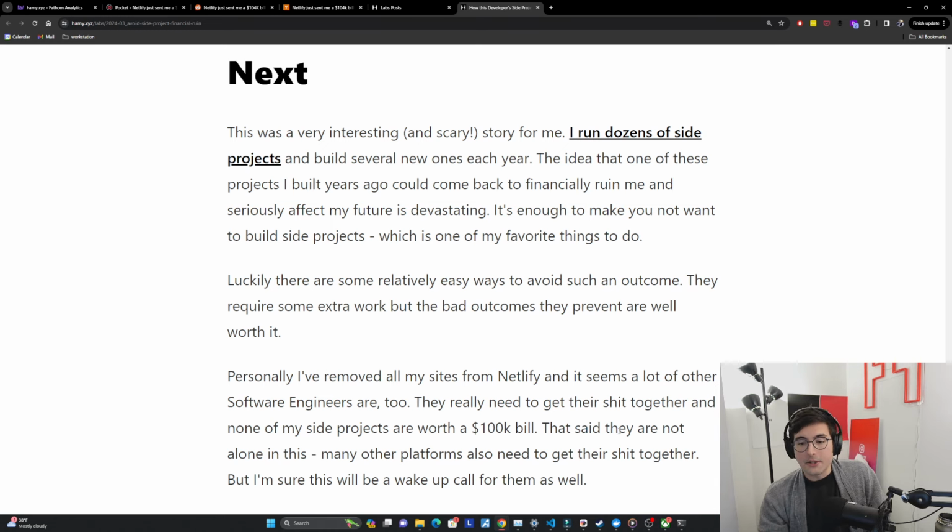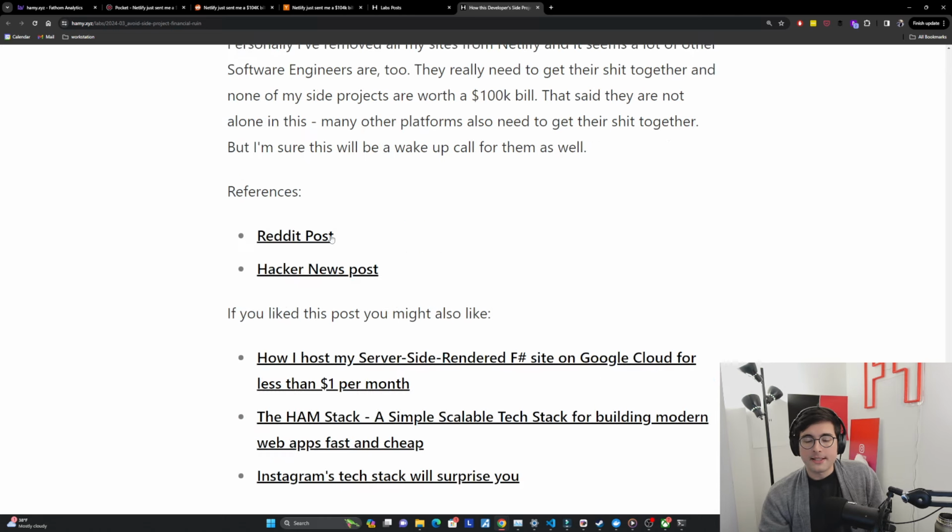That said, I don't think Netlify is the only one that should get the blame in this. They're just kind of the example, if you will. I think many other platforms, especially these newer, shinier, serverless, infinite auto-scaling ones, all have similar problems, and they need to learn from this and change, or else developers shouldn't use them. But I'm sure this will be a wake-up call for them and the industry at large that this really just isn't acceptable. So if you want references, here's the original Reddit post and the Hacker News post.